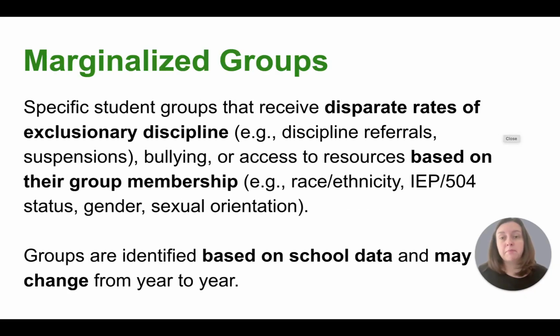It also mentions marginalized groups, and the definition here is that they're groups of students that receive disparate rates of exclusionary discipline based on their group membership, and those groups are fluid and are identified each year based on your school data. So it's not a set group of students, but rather who are the groups of students that may be receiving disparate rates of exclusionary discipline based on their group membership.